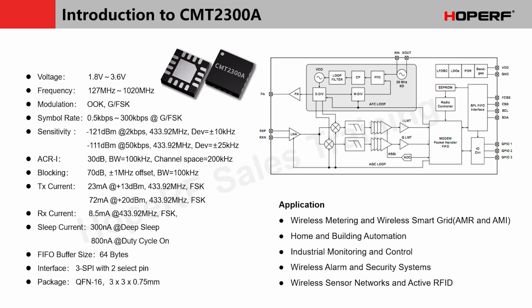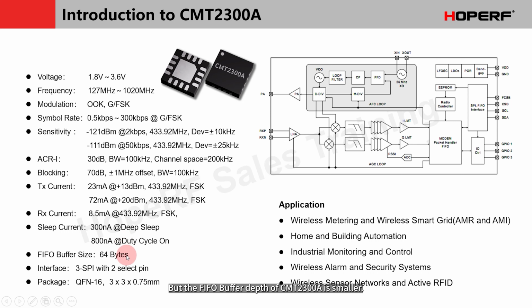The transmit current requires 23 mA at plus 13 dBm. 72 mA is required at plus 20 dBm. The receive current is relatively low, at 8.5 mA. The power consumption in sleep mode is also low. Only 300 mA is needed in deep sleep. If the duty cycle working mode is enabled, the 32 kHz low-speed oscillator needs to be turned on. This increases by 500 mA. 800 mA is required in sleep state.